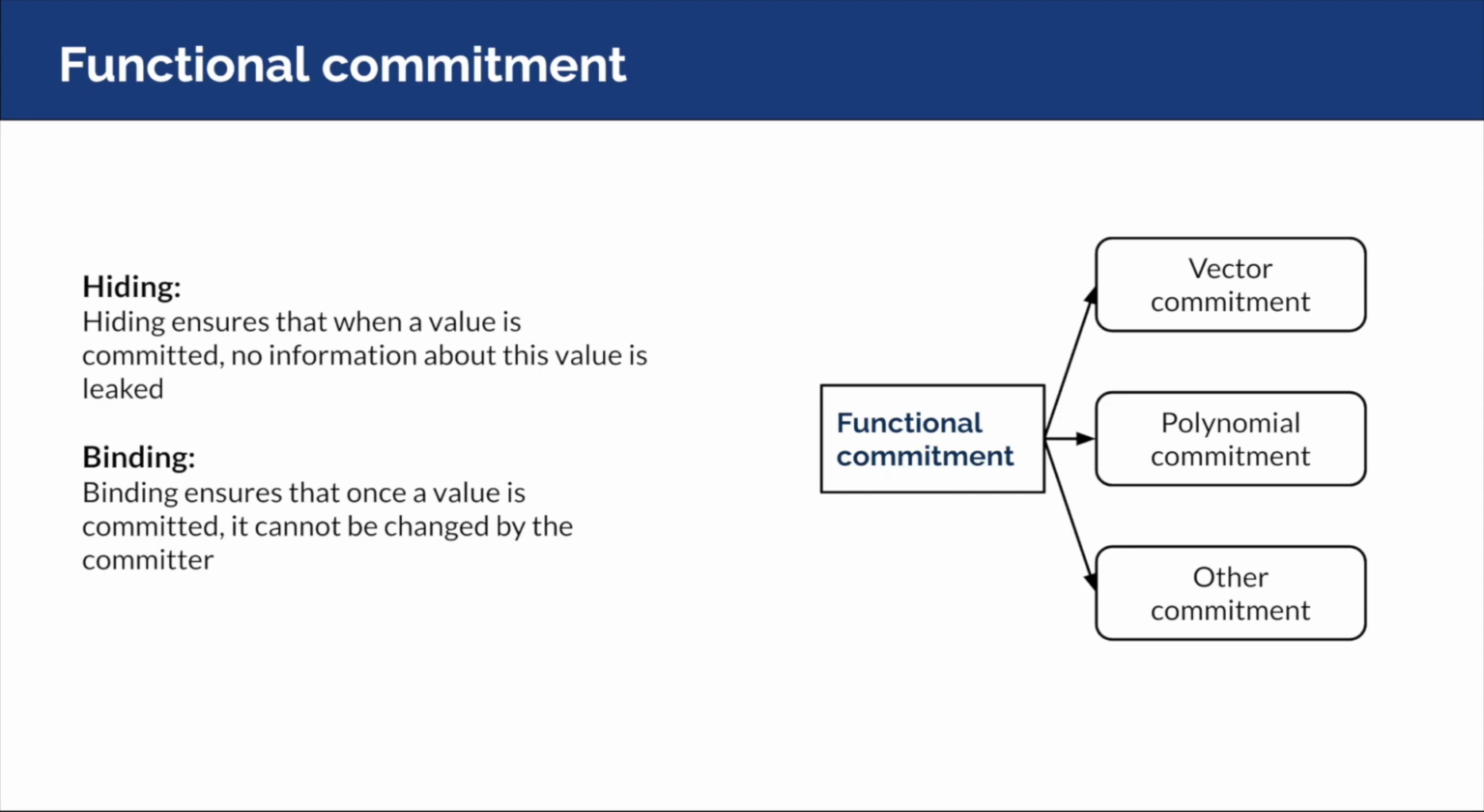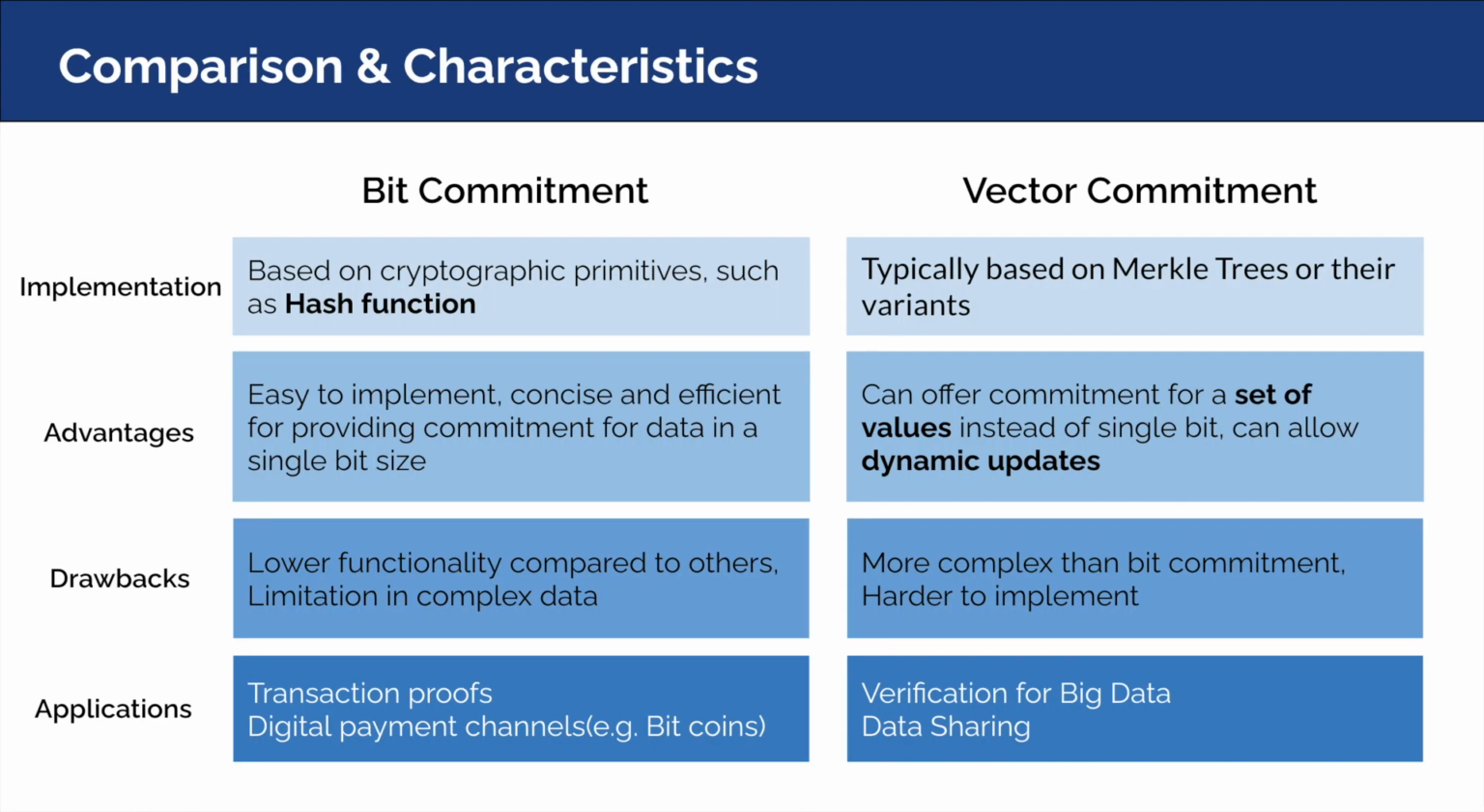The security of functional commitment depends on two properties, hiding and binding. This ensures that the committed values remain secret until the proper time, and once the value has been committed, it cannot be changed. Functional commitment can be viewed as a generalization of vector, polynomial, and many other special types of commitment schemes. Due to this generalization, theoretically, it can cover the functionality of the other commitment schemes. We compared these four schemes on aspects of implementation, pros and cons, and their applications.